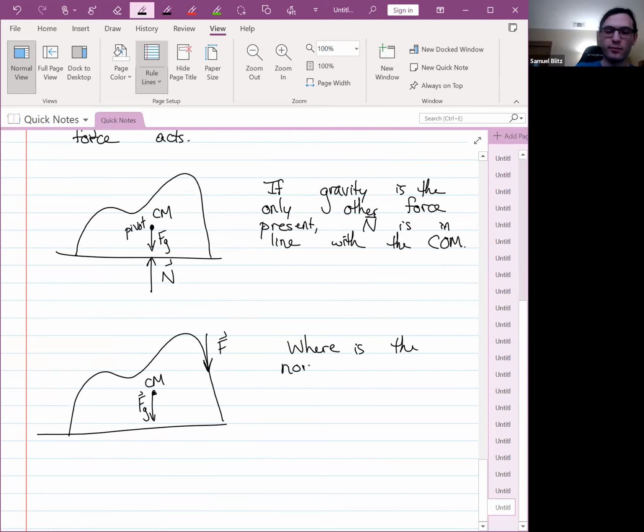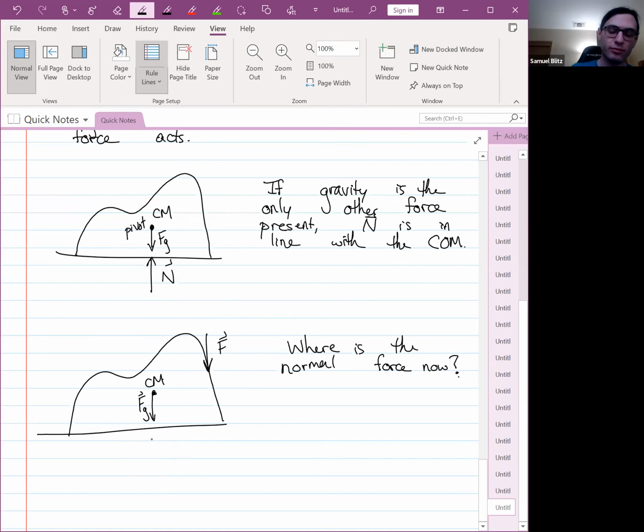Well, now we have to think a little bit more carefully. Let's say that we put the normal force directly under the center of mass again, right? Well, then we know that whatever torque the gravitational force produced, the normal force would cancel out, but there's still the torque produced by that force F left over. So it can't be directly under the center of mass.